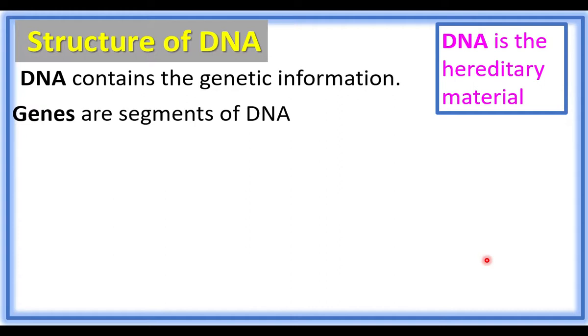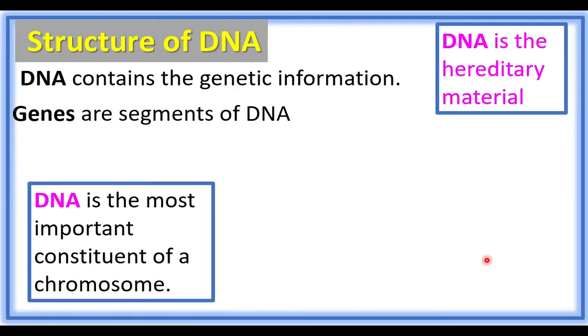What is heredity? Transfer of characters from one generation to another generation is heredity. DNA carries genes, so DNA is the hereditary material. So DNA is the most important constituent of a chromosome.